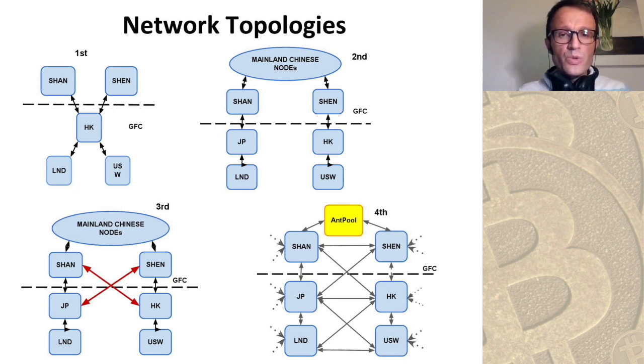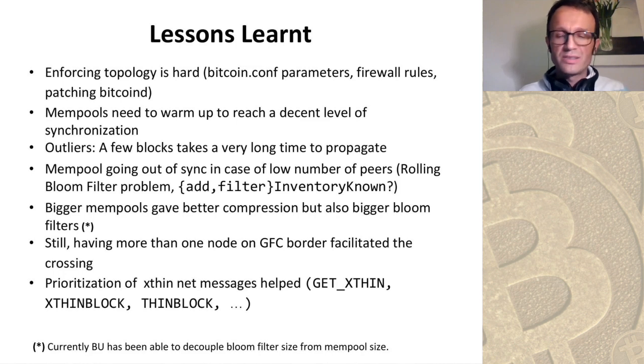So what we have learned from the very beginning is that enforcing a network topology is harder than we thought. We used Bitcoin conf parameters, firewall rules, and patching Bitcoin, but I have to say that, for some reason that we discovered only recently, the way that bitcoind keeps up with the list of its peers was not perfect, we could say.